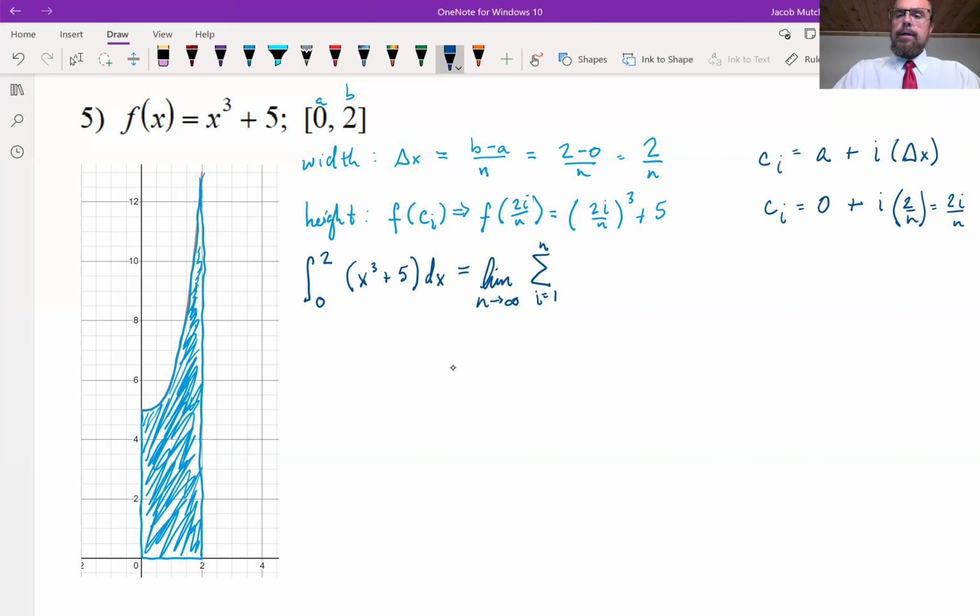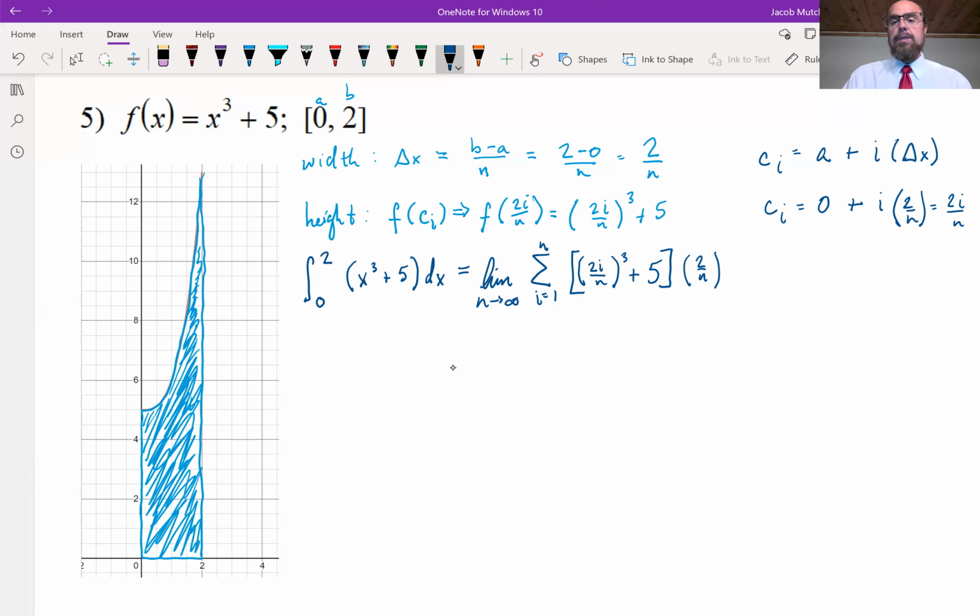And the way that I want to create my summations is really the height times the width. So the height that we already established is this 2i over n cubed plus 5. And what we're going to multiply that by is our delta x, which we've identified as representing our width. So that's 2 over n. And that is really, in very condensed form, the way that we want to calculate the area under this curve.